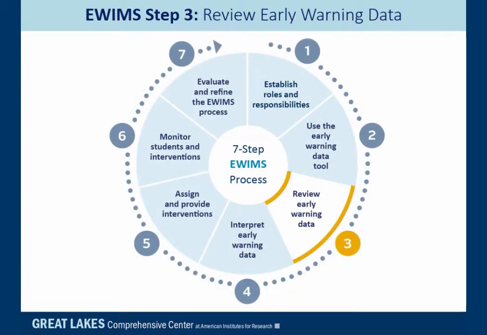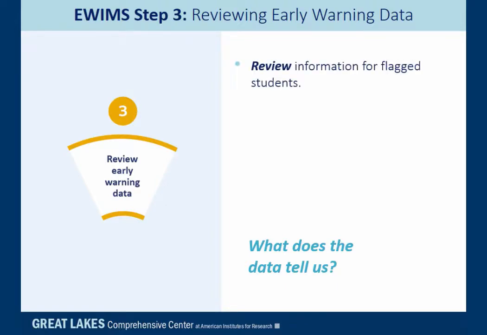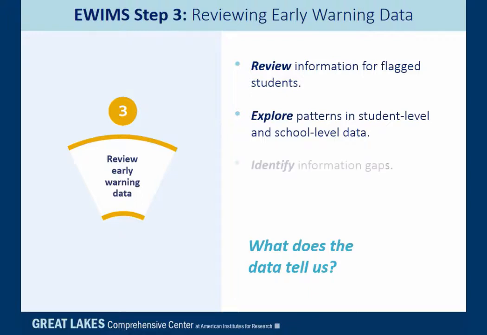Step 3 involves reviewing the data. In Step 3, the team breaks down information for flagged students into manageable pieces and begins to ask, what does the data tell us? To do this, team members review which students are, and are not, flagged for the attendance, behavior, and course performance indicators of risk. Then, team members explore the data and look for patterns. In this process, they begin to identify gaps in the data and ask questions. On the basis of this initial review of the data, the team strategizes about how to prioritize student needs.